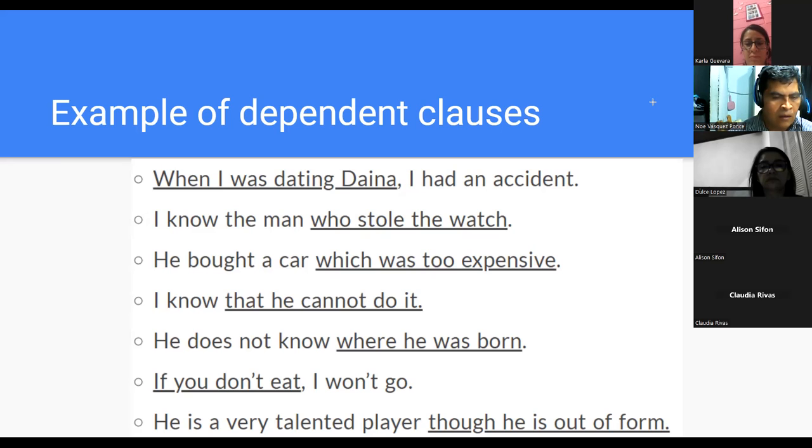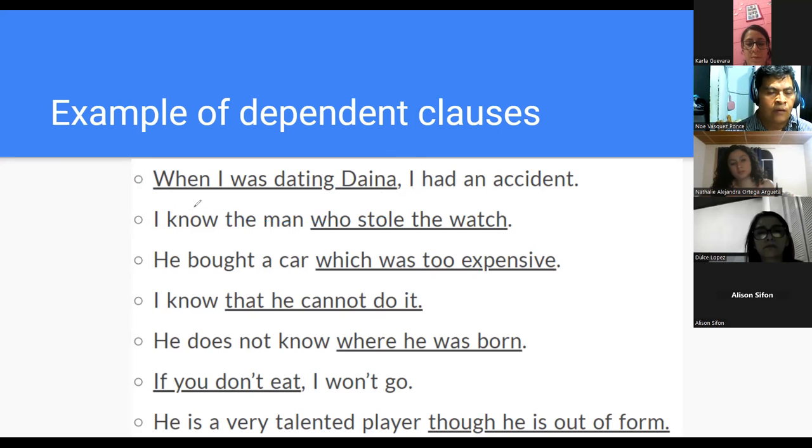So what's going on with the first sentence? Is that independent? No, it's dependent. Why is it dependent? Because the idea is not complete.